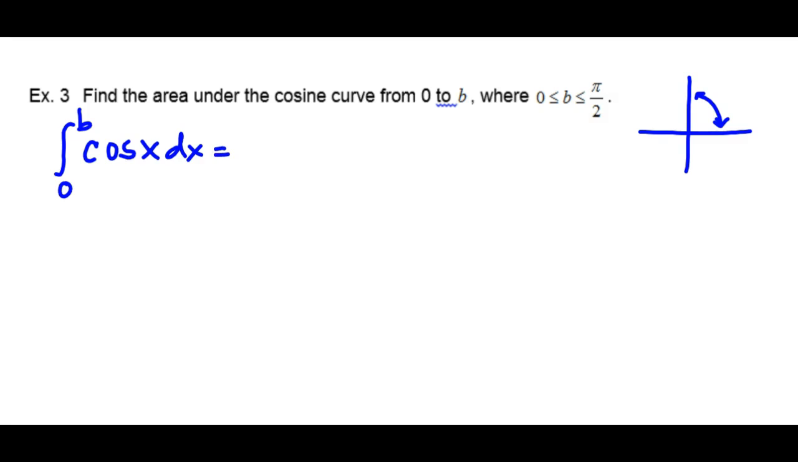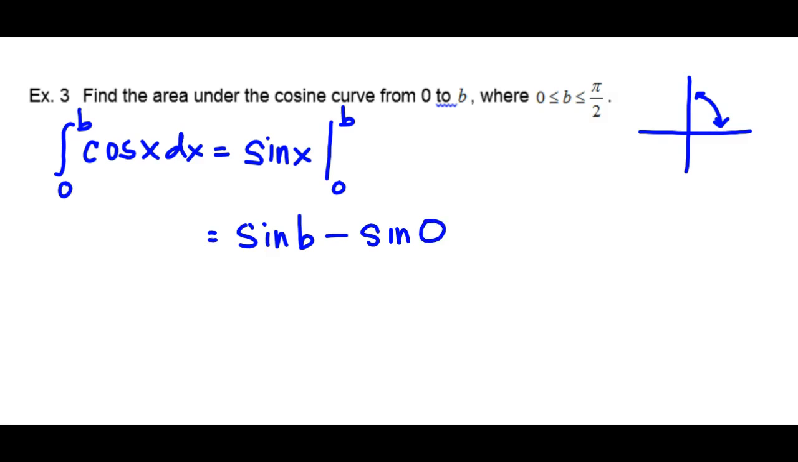And we know that the antiderivative of cosine is sine, so we're taking sine of x from 0 to b. Plug in b, so I get sine of b. Plug in 0, I get sine of 0. And if I look, the sine of 0, that's right here, that's the 0. Sine is the y value. So this second portion is equal to 0, and I'm left with just the sine of b minus 0, or the sine of b.